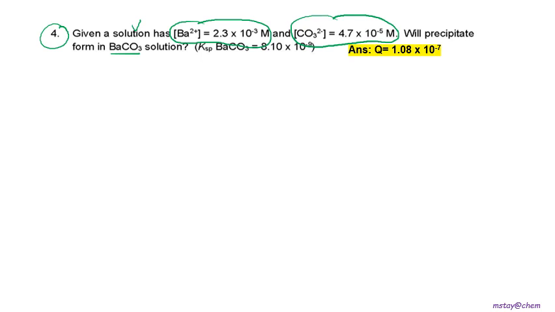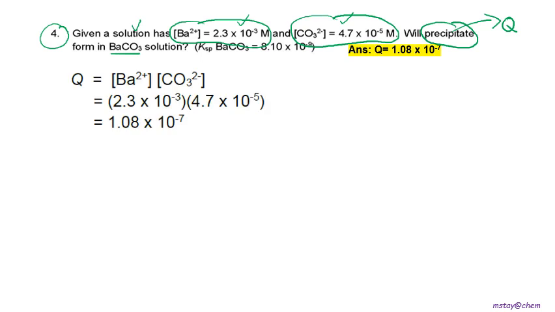Now we have the KSP value, and they give us the concentration and ask us whether precipitate is formed or not, which means that we need to calculate the value of Q. Before we can calculate the value of Q, as usual, we need to write the equation. Barium carbonate solid dissociates to produce Ba2 plus and CO3 2 negative. So the QSP expression is the concentration of Ba2 plus multiplied with the concentration of carbonate. Substitute the values in, and this is the value for the QSP.